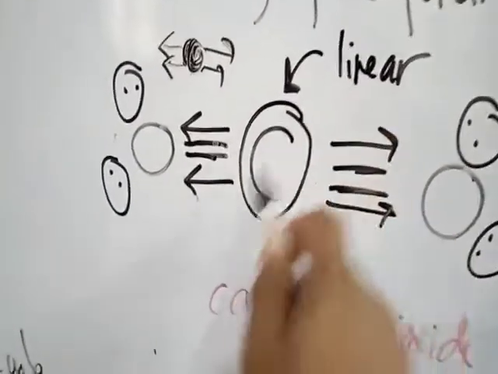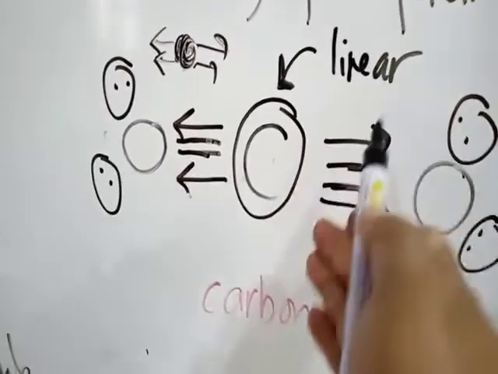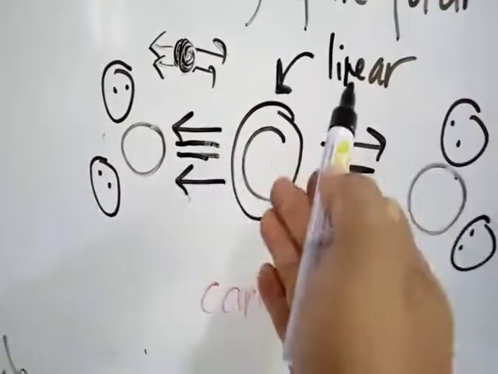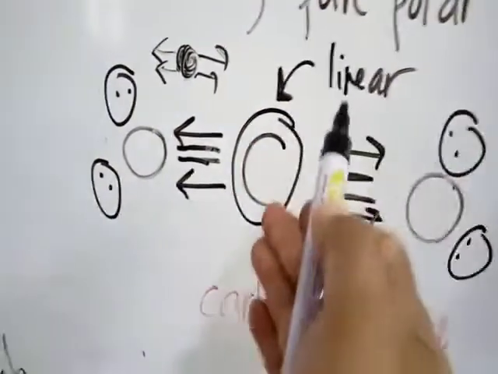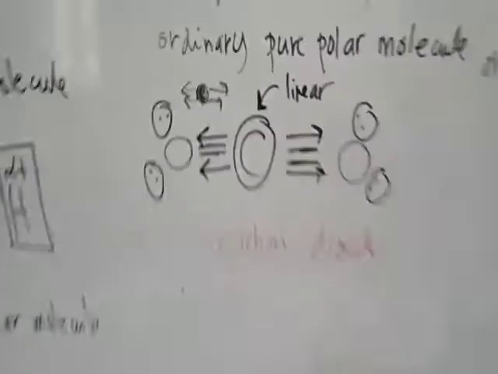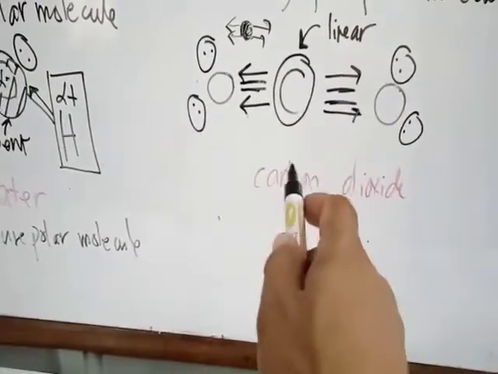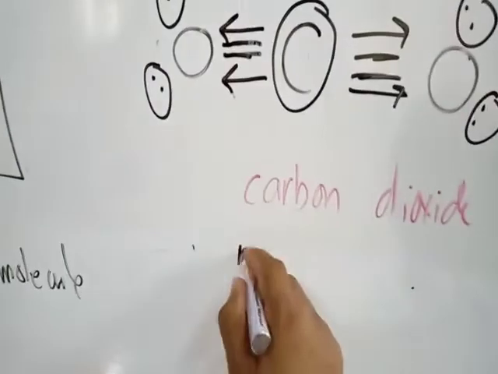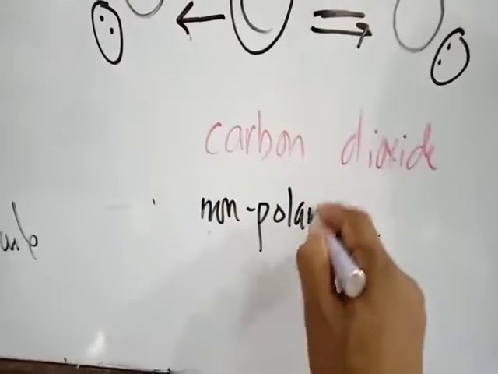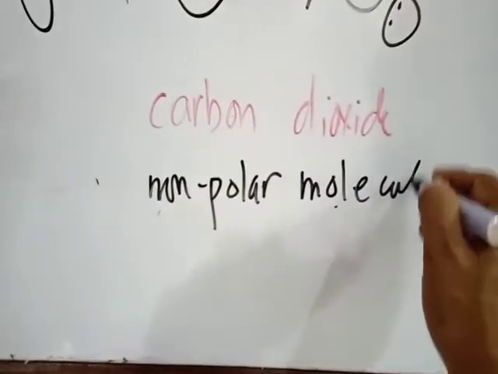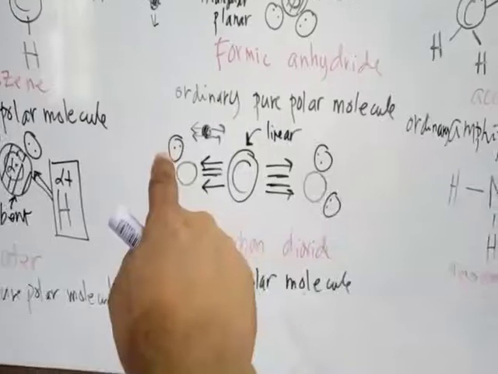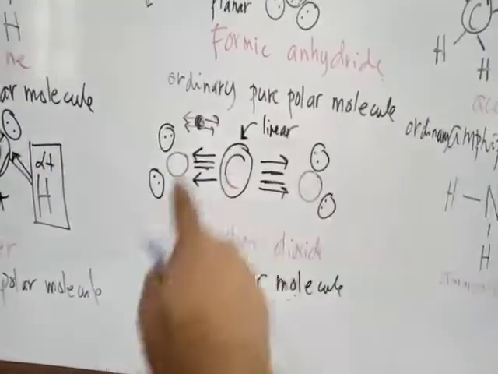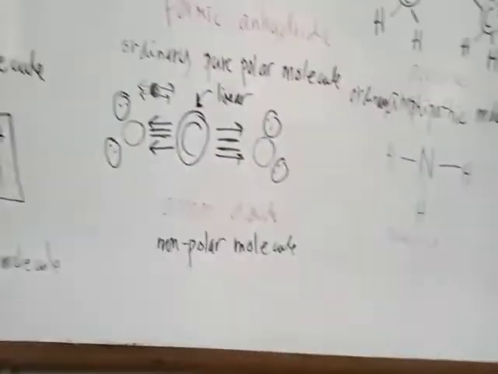Because it is not shaded, do not look for the partial positive and the partial negative. If there is no shade, then there is no partial positive and partial negative. So as you can see, carbon dioxide has no shaded central atom, so this is a non-polar molecule. Why non-polar? Because no central atom is shaded.